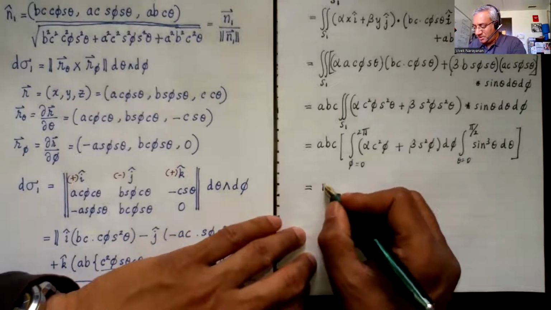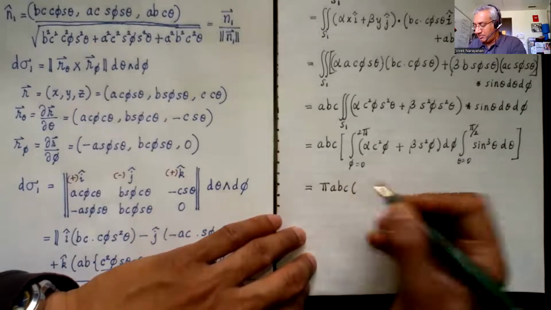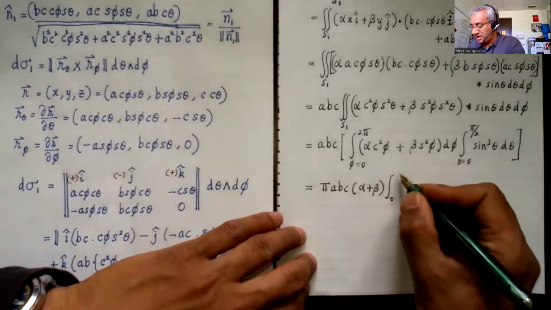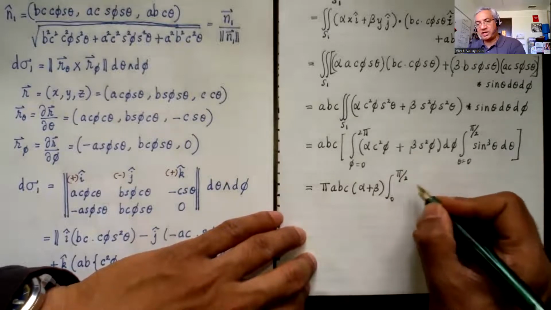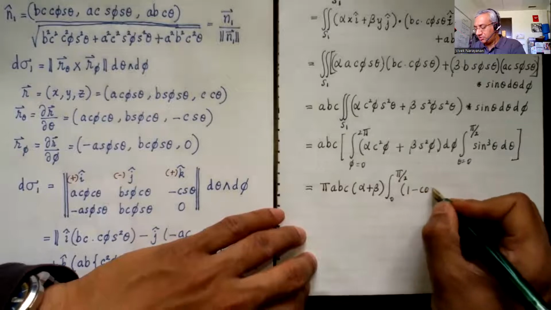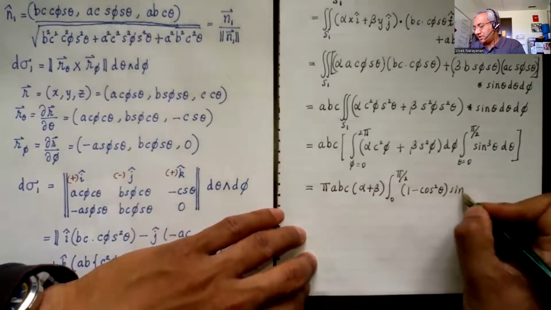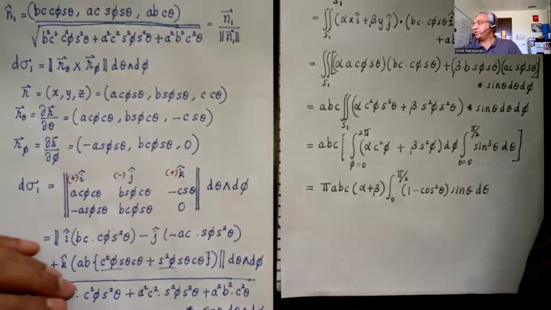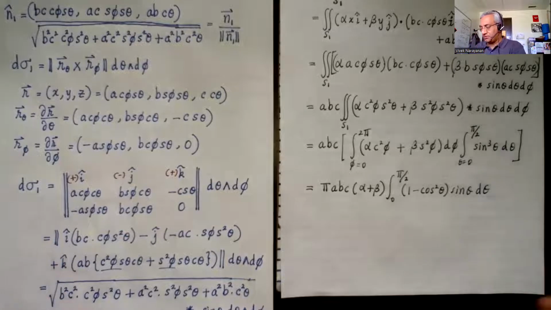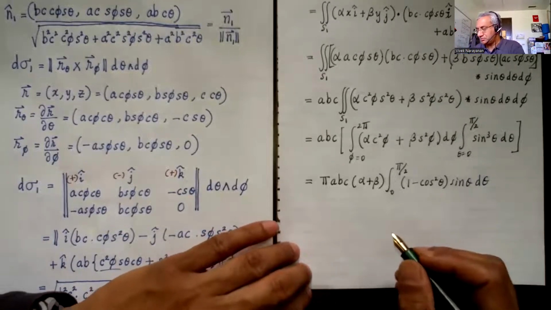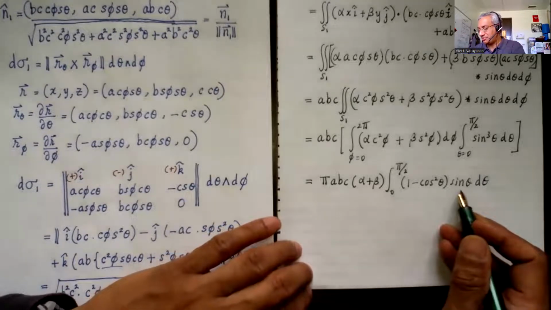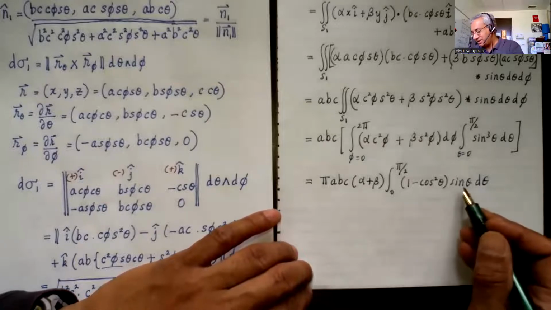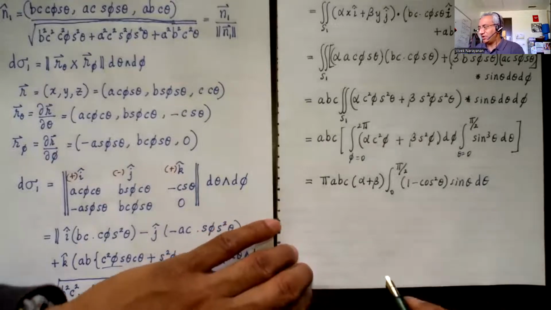So I get pi times ABC, alpha plus beta, and the integral of sine cubed, that's the only remaining headache. Well, I can write that as sine squared times sine, and sine squared is 1 minus cosine squared, times sine theta d theta. So that's almost the home stretch here. We don't have very far to go. Now I just do a U substitution on this one. I'll say U equals cosine theta, and then negative sine theta d theta will be du, and so on.